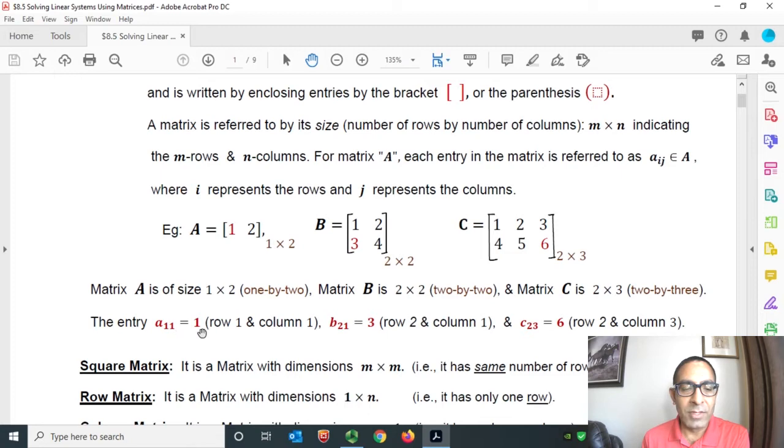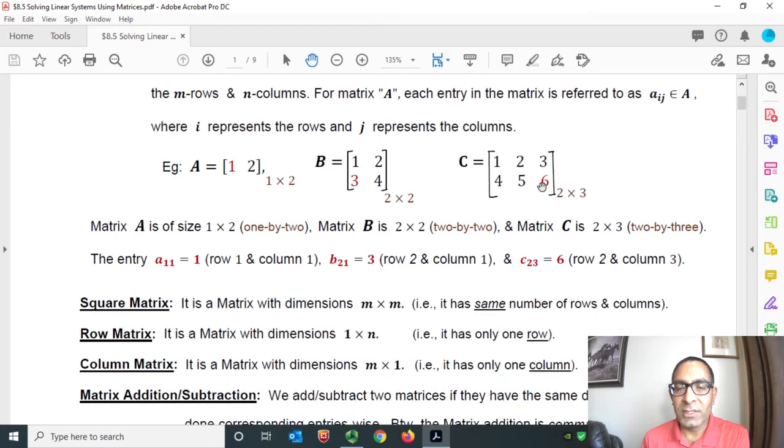The entry 1 here is denoted by a11. That means row 1, column 1. Similarly, the entry 3 in matrix B is denoted by b21, where the 2 implies row 2 and 1 implies column 1. Similarly, the entry 6 in the matrix C is denoted by c23, where 2 implies the second row and 3 implies the third column.